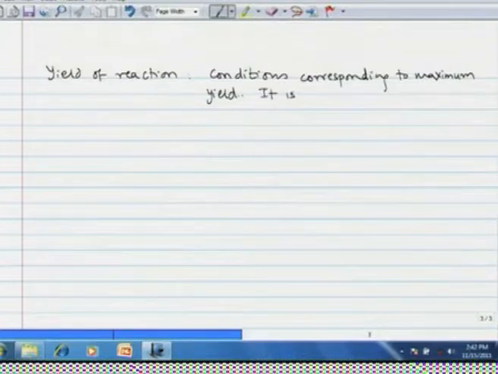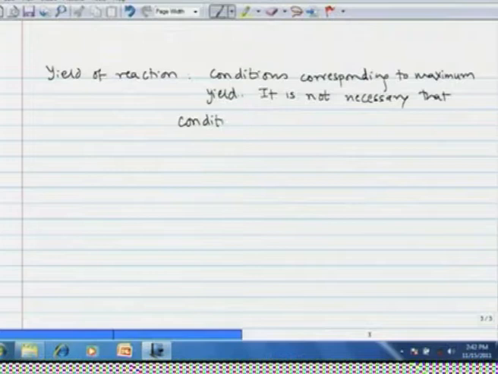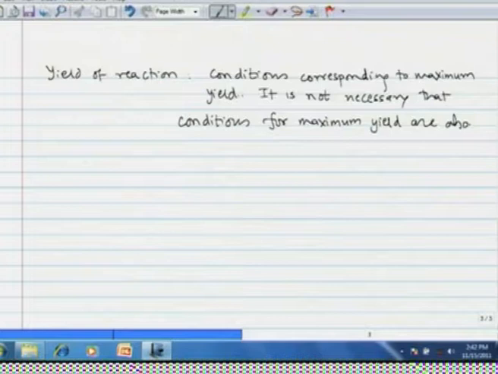It is not necessary that conditions for maximum yield are also the conditions for optimum or economic yield.